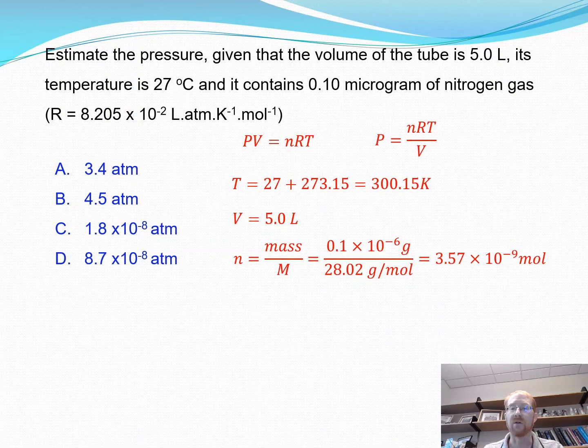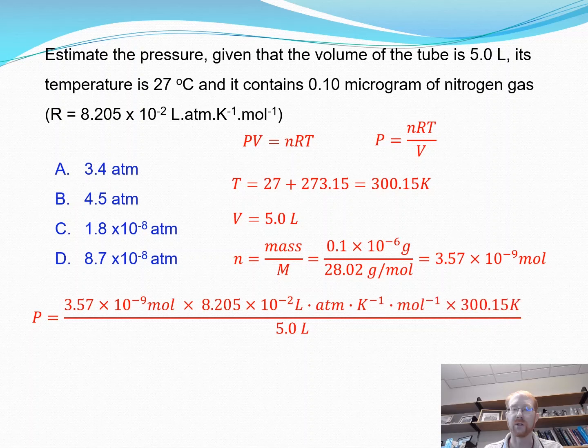So now I have all of my numbers that I need. I can plug that into my ideal gas law and solve for pressure. So my numerator is now my number of moles, 3.57 times 10 to the minus 9, my ideal gas constant, 8.205 times 10 to the minus 2, and my temperature, 300.15 degrees Kelvin. That all gets multiplied together, and once that's done, then I can divide by my volume of 5 liters. I get a pressure value of 1.76 times 10 to the minus 8 atmospheres. So C is going to be my correct answer on this question.